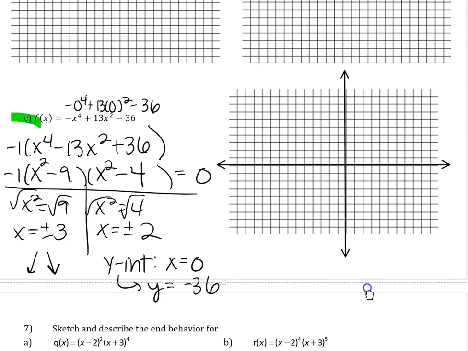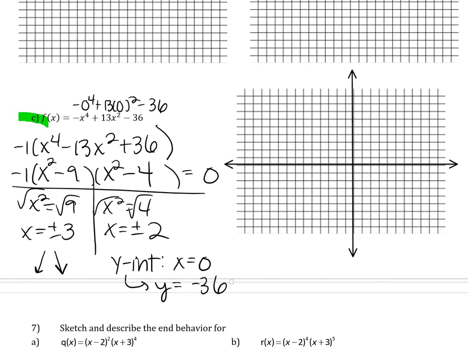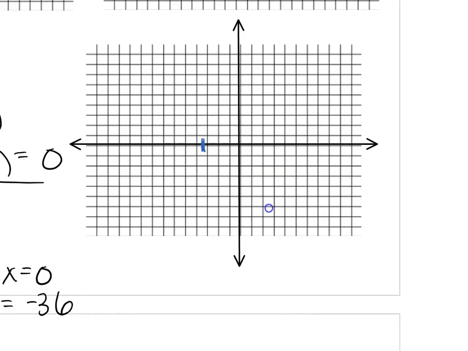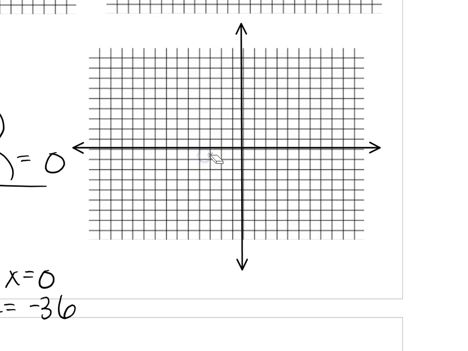Okay, so I am going to touch the x-axis at negative 3. I should zoom in here. This is hard. Negative 3, negative 2, 2, and 3. Now, since each of these roots only occurred once, that means I will cross the x-axis. Additionally, remember I need to cross the y-axis at negative 36, so maybe I'll go by 6s.